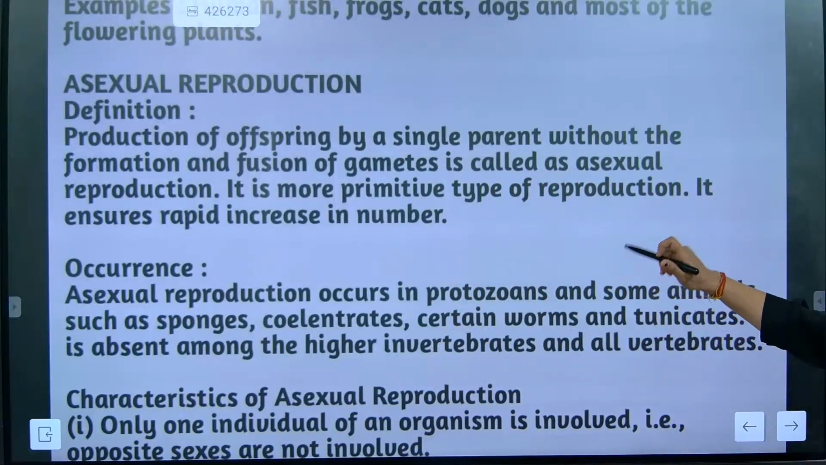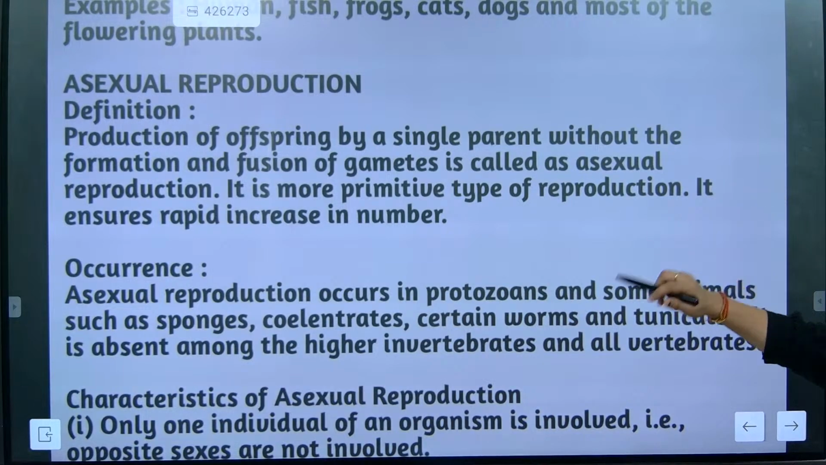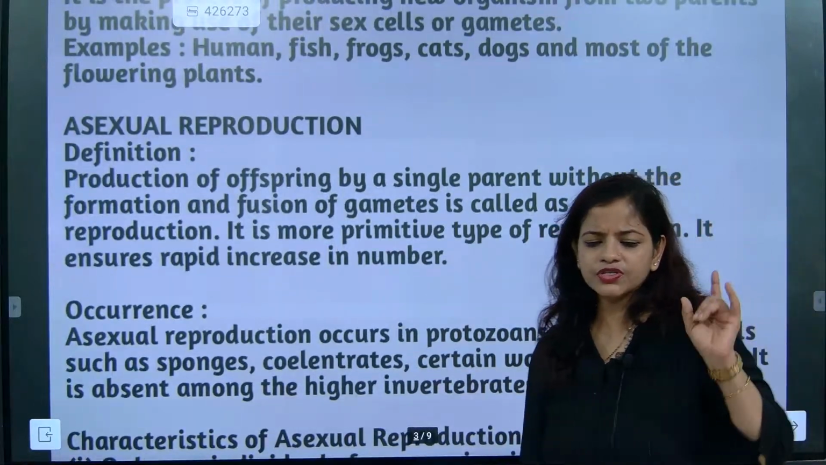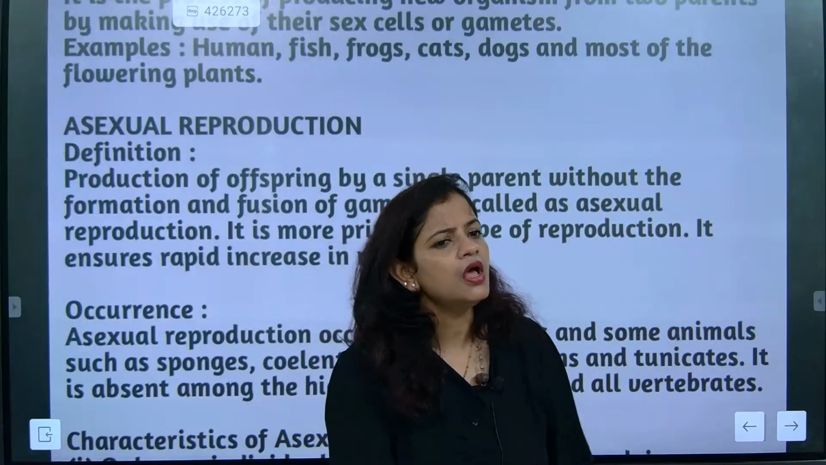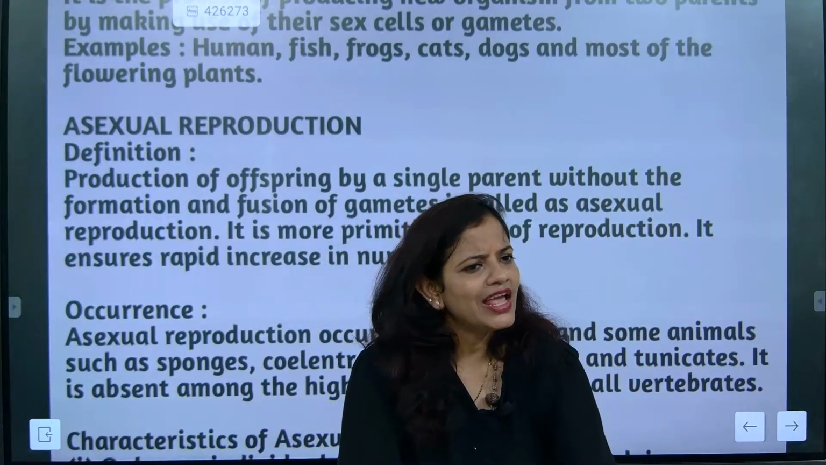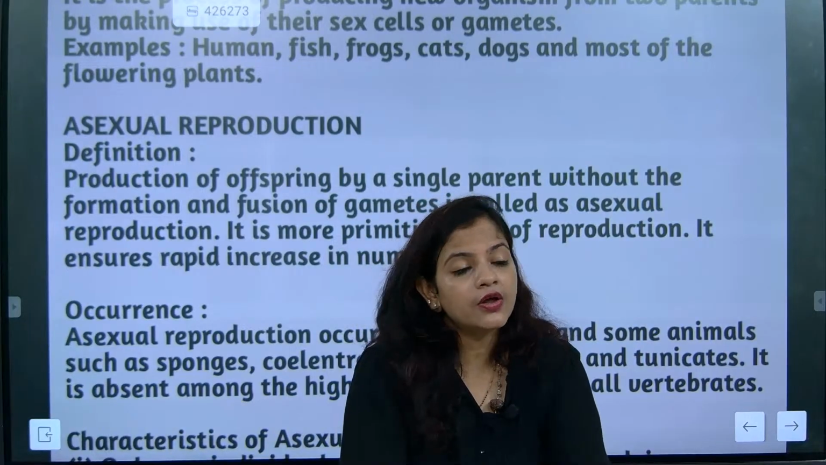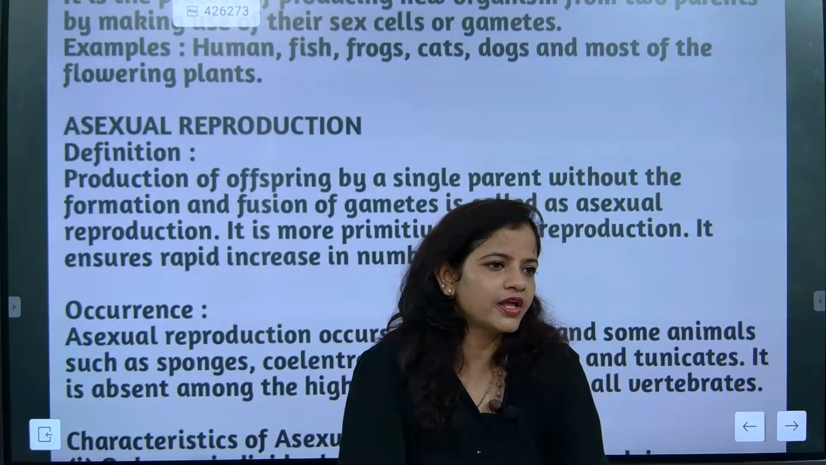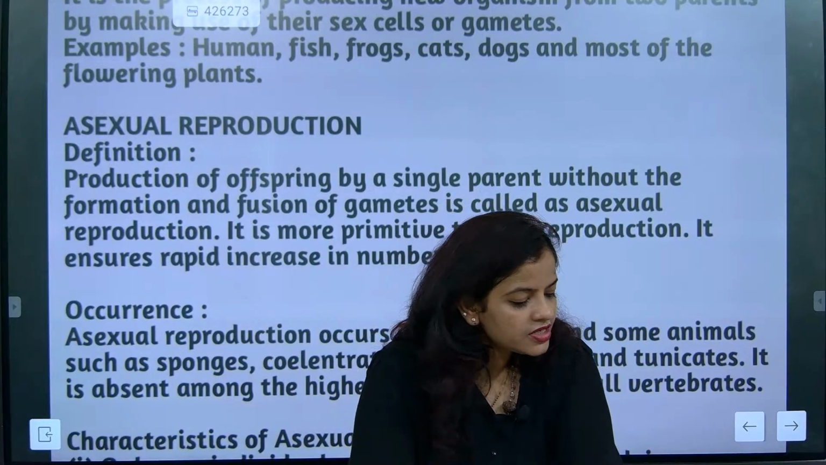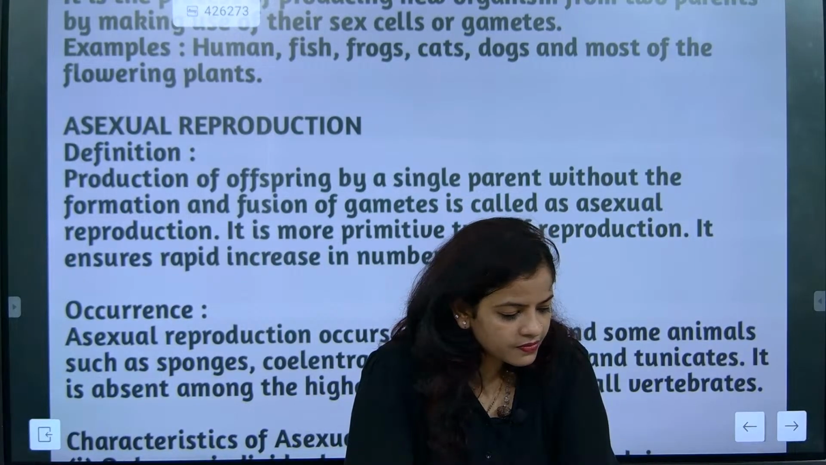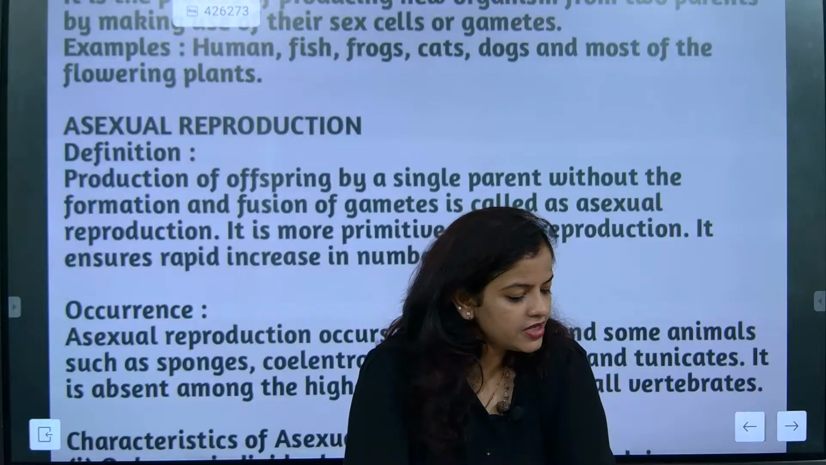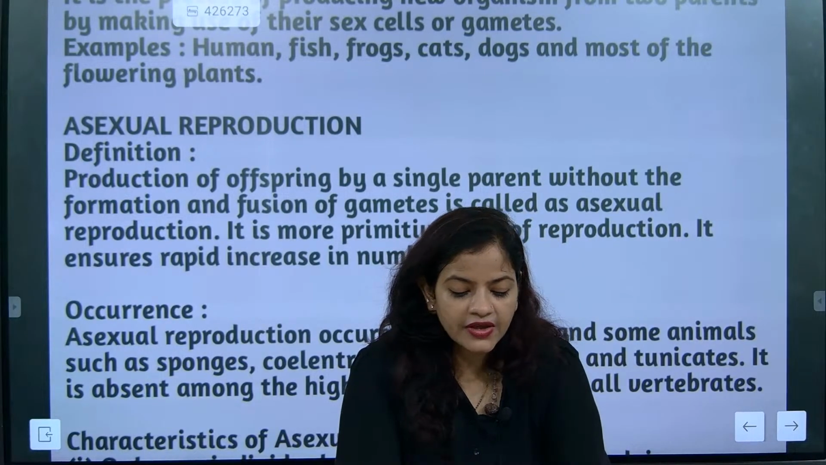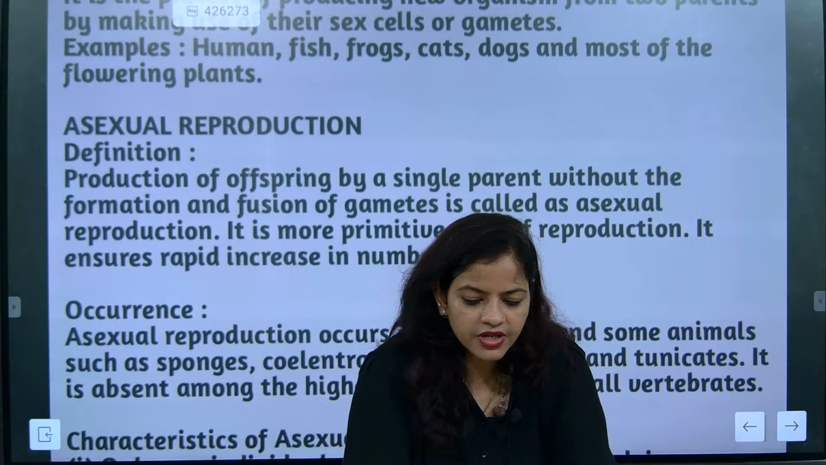It is a more primitive type of reproduction. It ensues rapid increase in number. One question I'm going to ask you people: the lifespan of which type of organisms is longer, asexually reproducing organisms or sexually reproducing organisms? The correct answer is sexually reproducing organisms.